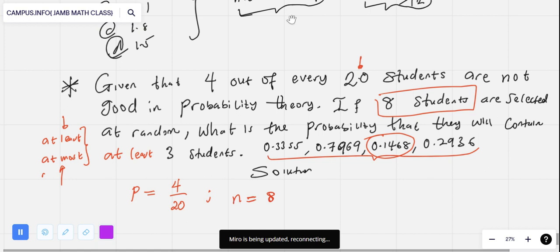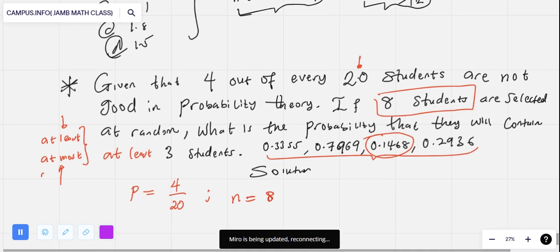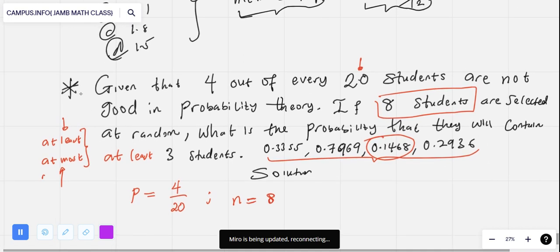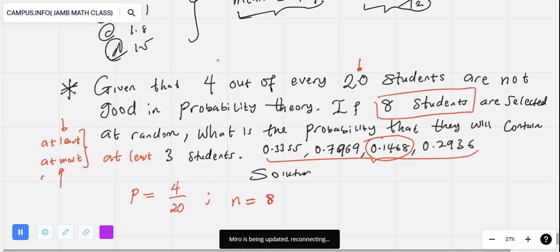Normally, in probability distribution, in probability as a whole, capital N. I think my board is having an issue. Hold on, guys. Let me steal a pen from here.